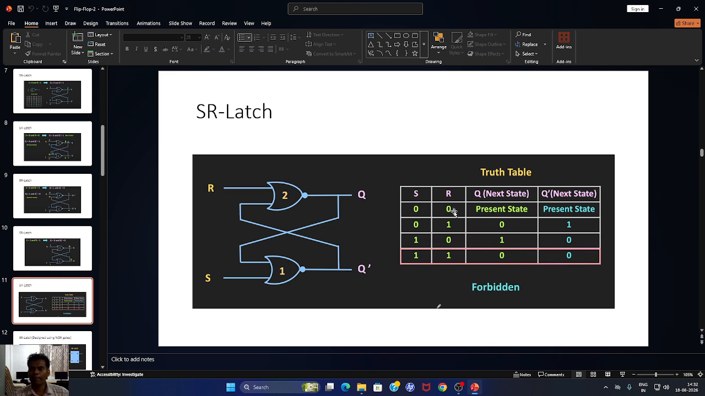S0, R0: the next state is the same as the present state. S0 and R1: next state is equal to 0. S1, R0: next state is equal to 1. S1 and R1: it is the forbidden state. Why is this state forbidden? For this input combination, the outputs of the gates are either zeros or 0 and 1. This is an invalid case, and this input combination is forbidden. We never operate this SR latch with S equal to 1 and R equal to 1 when we implement the SR latch using NOR logic.